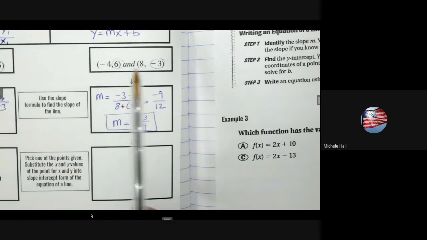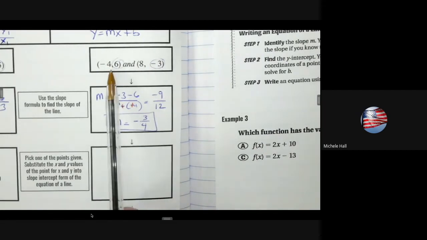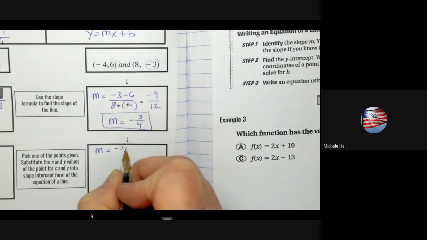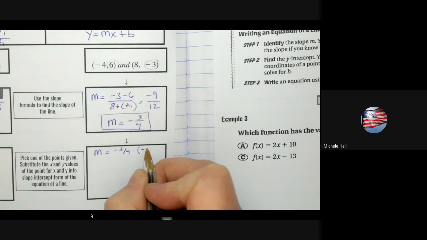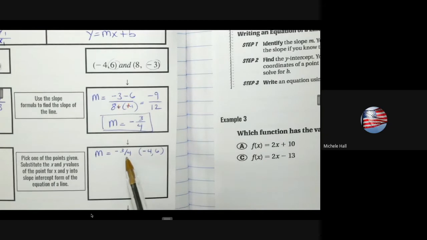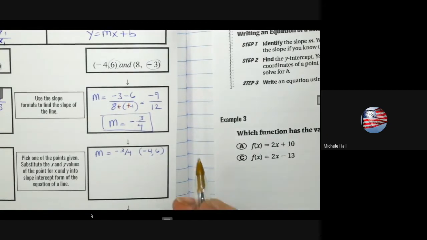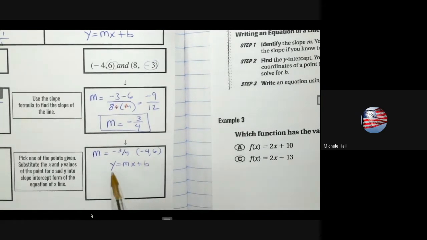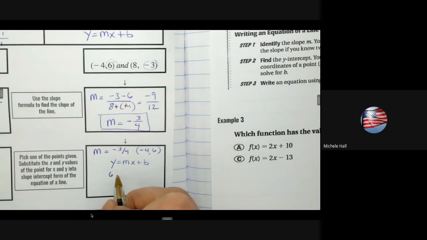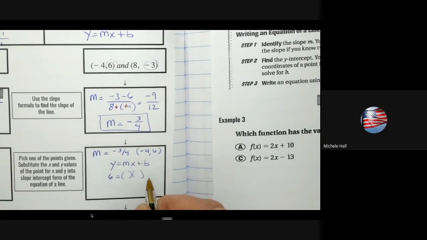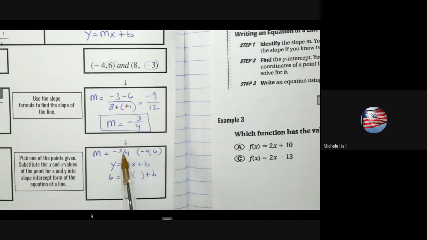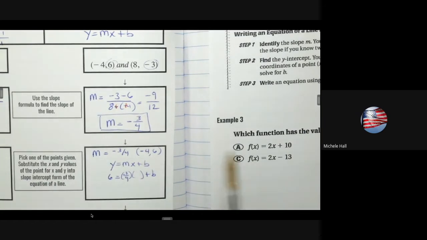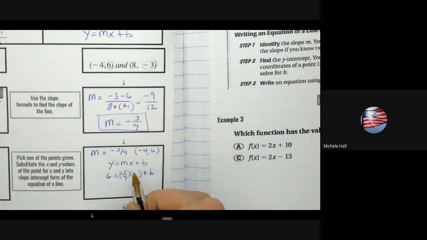At this point, it doesn't matter which point I choose. They both have a negative, so I'll go with -4, 6. I know that m equals -3/4. And I'm going to use the point -4, 6. Here's my m, here's my x, here's my y. Y is 6. I'm multiplying my slope and my x, and I still have b left. My slope is -3/4. My x is -4.